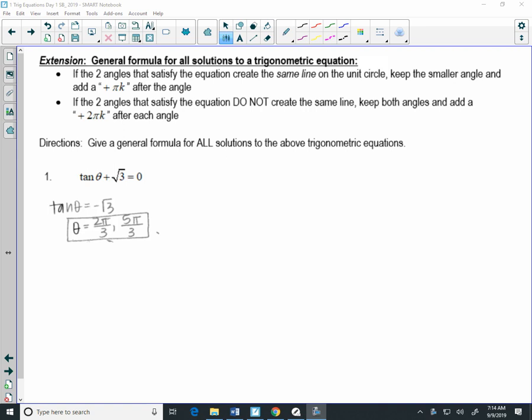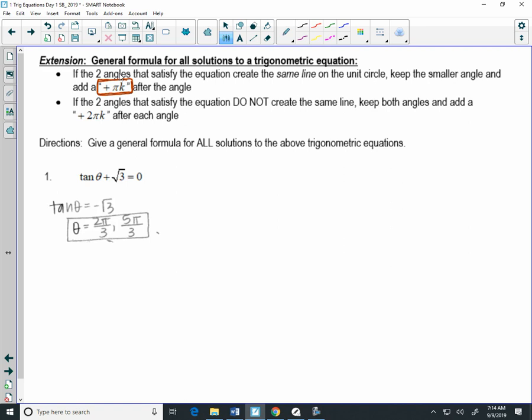So this is what you would do if you were asked for the general formula for all solutions, instead of just the solutions that are on the unit circle, which is what we went over in class. If the two angles create the same line on the unit circle, you're going to keep the smaller angle and add a plus pi k after that angle. And I will obviously show you some examples of this.